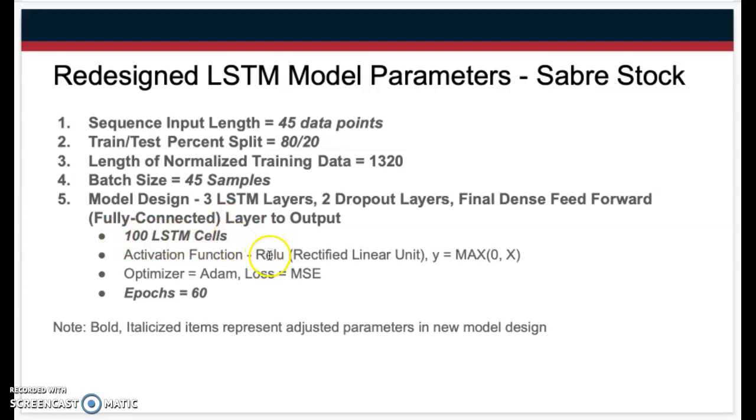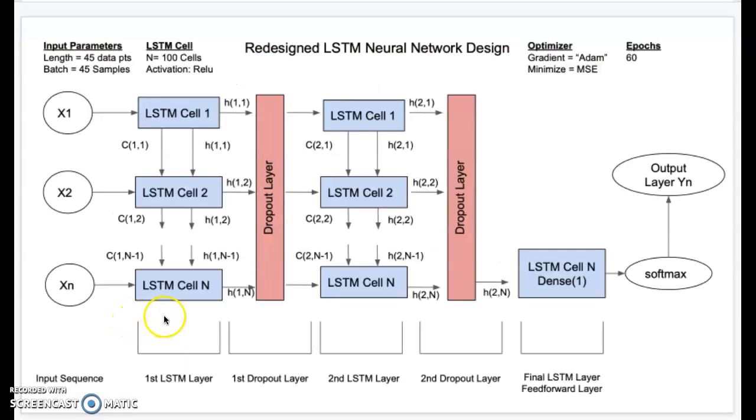I stuck with the activation function ReLU. Optimizer is still Adam. We still optimize to minimize our mean squared error, but here I use an extra 10 training cycles, giving it 60 epochs. So design and functionality looks the same, but the parameters change.